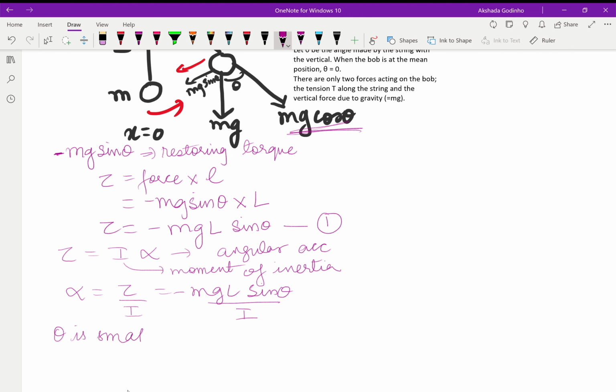And if theta is small, what do we consider? We say that sin theta is approximately going to be theta. This is the assumption that we make. And because of that, what will happen to the above equation? We will get, yes, try solving this part. Yes, we will get minus mgL theta upon I. So this is going to be our equation 2.